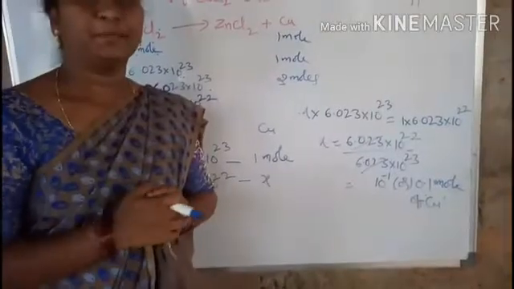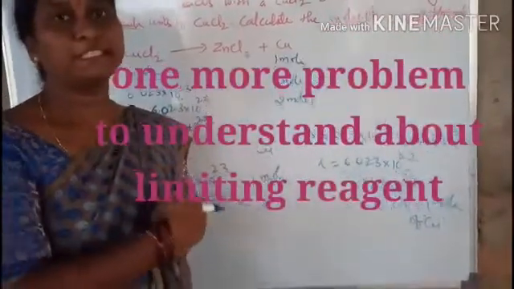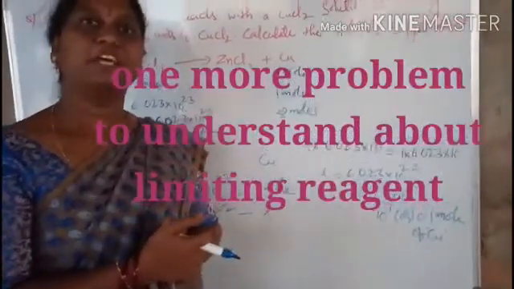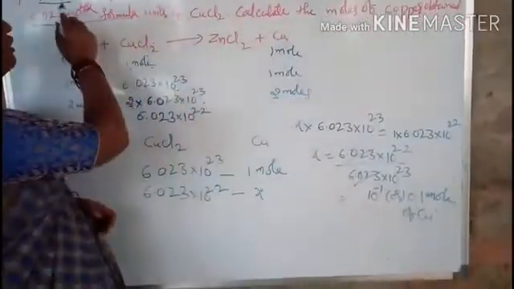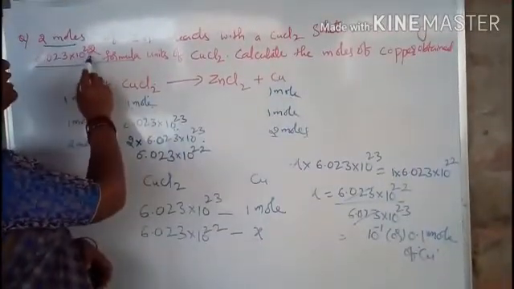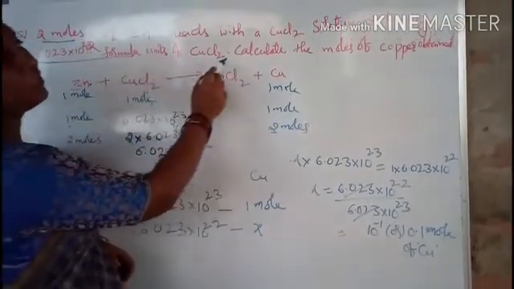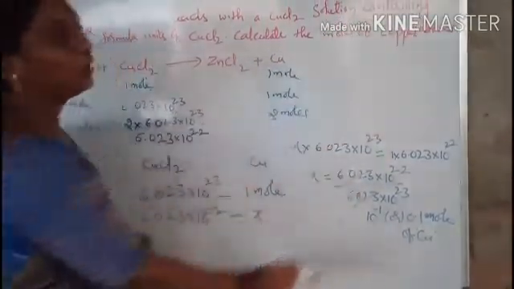Okay, students, in the previous problem I explained the limiting reagent. So we will go for one more problem in improve your learning to understand the limiting reagent. So here is the problem. 2 moles of zinc reacts with copper chloride solution containing 6.023 into 10 to the power of 22, not 23, formula units of CuCl2. Calculate the moles of copper obtained.